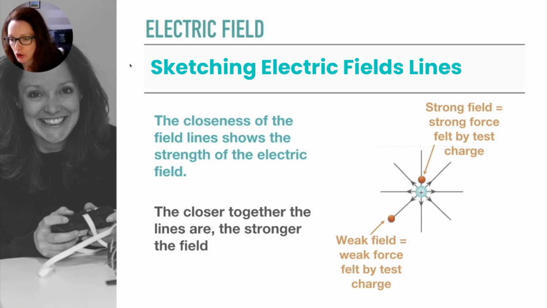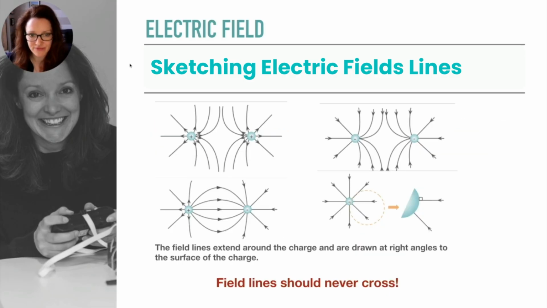So if you go to this positive charge in the diagram shown here, you can see that the field lines are very close together the closer you get to the charge. That means that the field strength there is very strong. As you get further away from the charge, you'll notice that the field lines get further away from each other, which means that the field strength at that stage is weaker. So the closeness of the lines tells you how strong the electric field is.